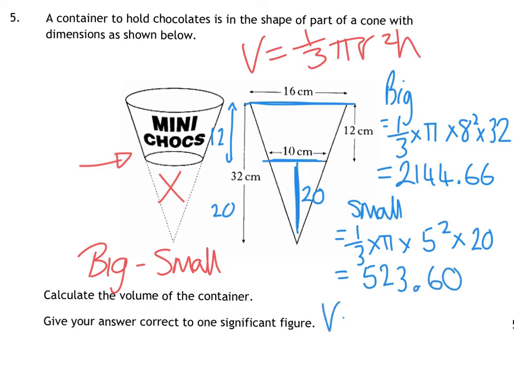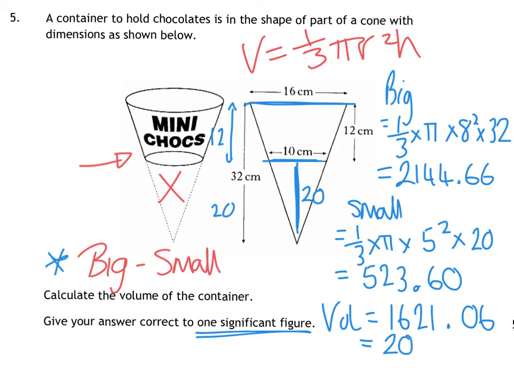So the volume of the full thing, remember we said it was big take away small. So you do the 2000 number, take away the 500 number, and you get 1621.06. Normally I would write down what numbers I'm taking away, but it's also acceptable just to write somewhere that you're doing big take away small. Now that's my answer, but they wanted it to 1 sig fig. Volume quite often wants 1 sig fig. So that means you're keeping the 1 at the front, which becomes a 2. So your answer is 2000 centimetres cubed for that one. Please remember, copy your formula correctly from the formula sheet, okay?